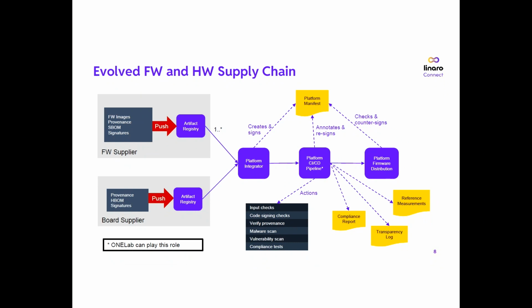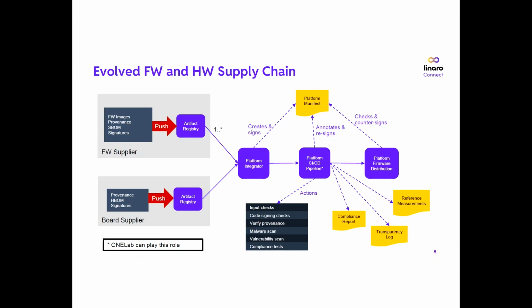And on top is the number of firmwares which we discussed in the previous slides. These are n number of firmwares coming in, which have images, provenance attached to the firmware, the software bill of materials, and the signatures produced by the individual authorities responsible for those firmwares. Each of these is pushed into its own artifact registry. Then a platform integrator takes all of that and integrates it, creates a platform manifest, and signs that platform manifest, and it goes into a CI/CD pipeline.